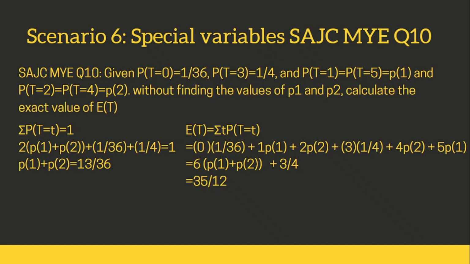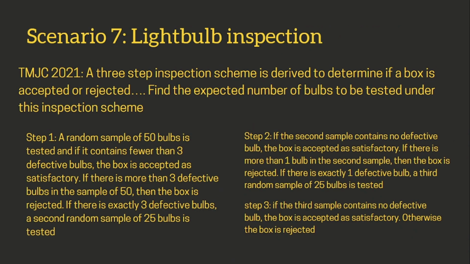If we want to find the expected value, it's just the probability times the variable itself. So in this case, it will be 0 times 1 over 36, 1 times p1, 2 times p2, 3 times a quarter, plus 4 times p2, and 5 times p1. Fortunately, it's just going to be 6 of p1 plus p2, plus 3 over 4, which is equal to 35 over 12 when we substitute our p1 and p2. So that's how we find the expected value.